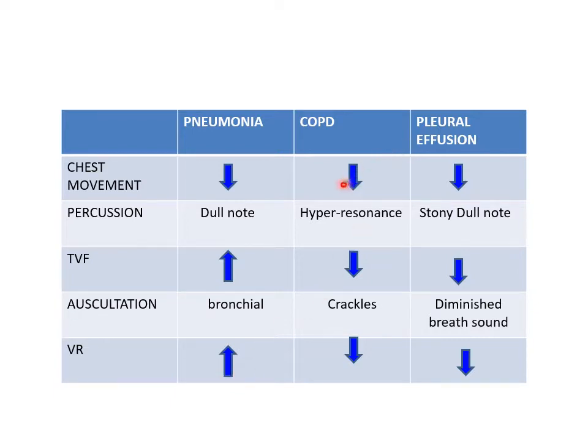In COPD the chest movement decreases, percussion will be hyperresonant, tactile vocal fremitus will decrease, on auscultation we get crackles, and vocal resonance will decrease. In pleural effusion, again chest movement will decrease, percussion gives a stony dull note, tactile vocal fremitus will decrease, on auscultation you hear diminished breath sound, and vocal resonance will decrease.